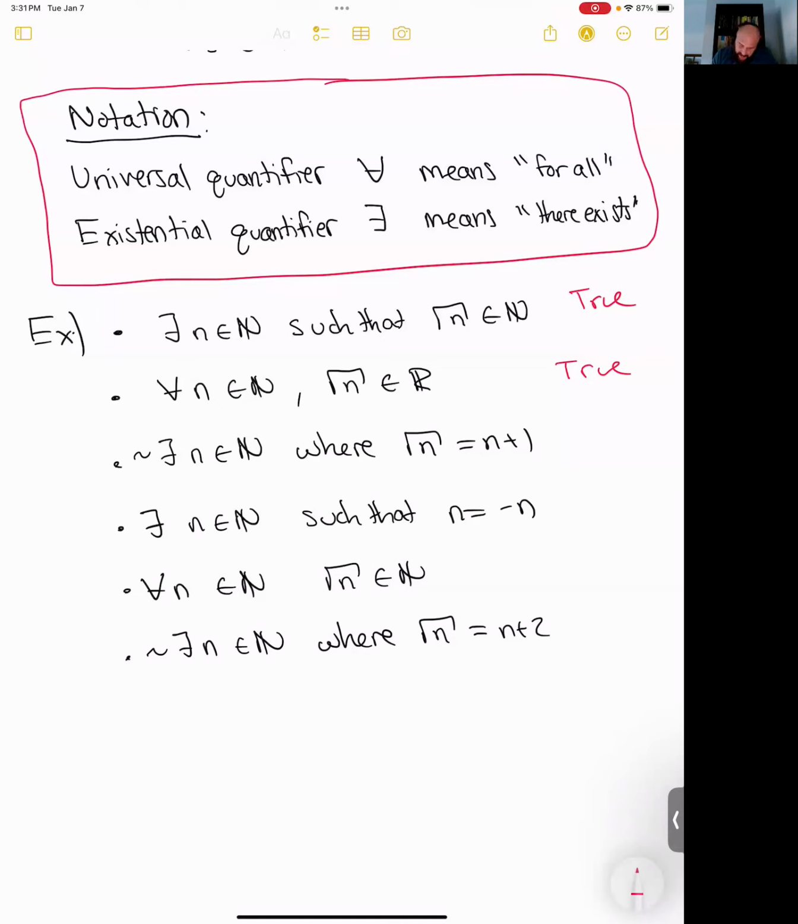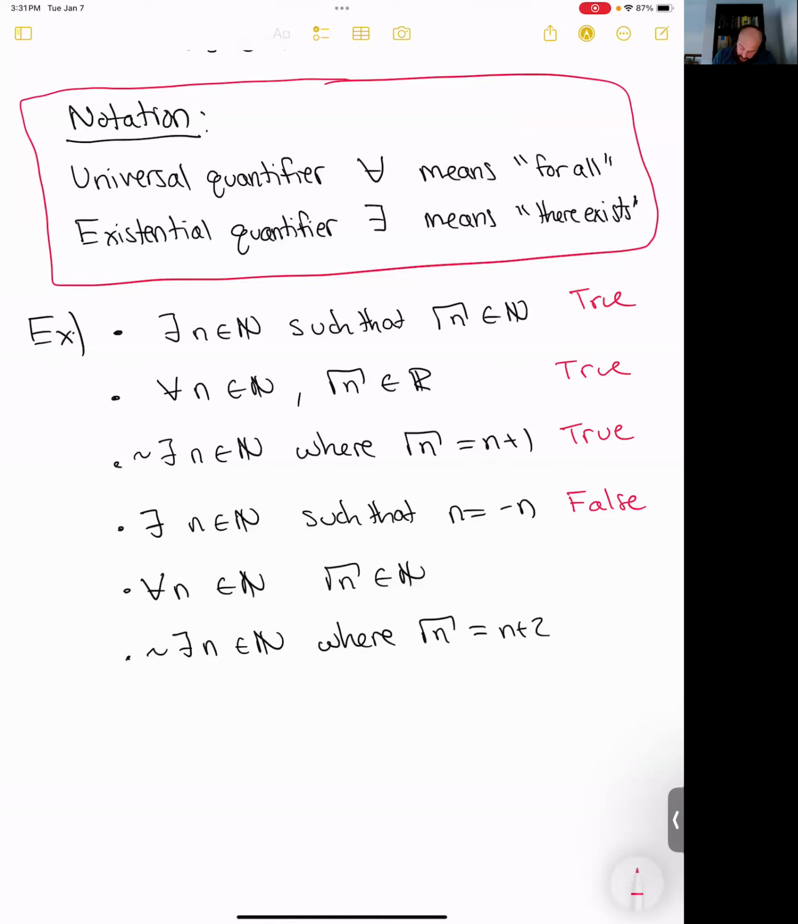You're never going to get a complex number, for instance, by taking the square root of a positive natural number. Now we're saying it's not the case that there exists a natural number where the square root of n is equal to n plus 1. That one you might have to think about for a little while, but that actually winds up being true. There's no such natural number where that is the case. Next one, there exists a natural number such that n is equal to minus n. Well, that's going to be false. Notice that would be true if n was 0, but we don't allow 0 to be a natural number. I guess it depends on your conventions, but for us, 0 is not a natural number. So there's no natural number so that n is equal to minus n.